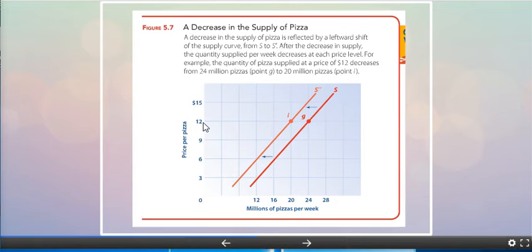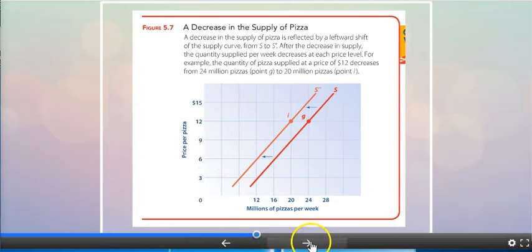So for example, at $12, they used to supply 24 million pizzas per week, but now with the higher cost of labor, higher cost of production, they can only supply 20 million pizzas per week. Okay, the whole curve shifts to the left. They are able to produce less at each price than they could before the increase in production costs.